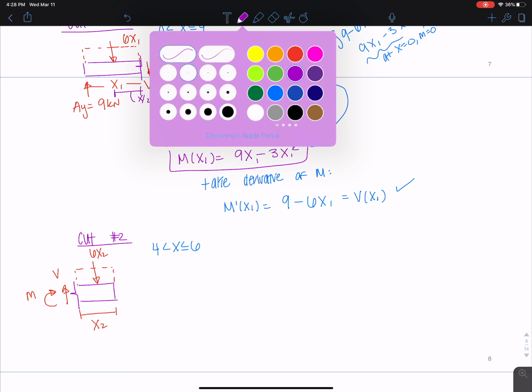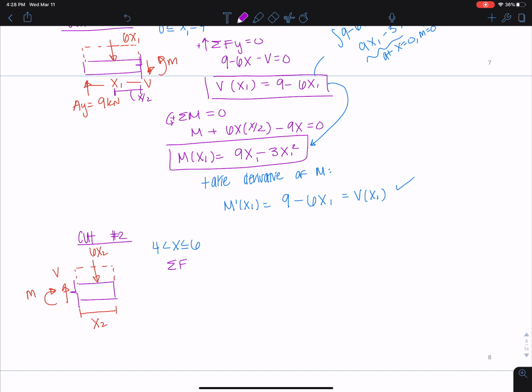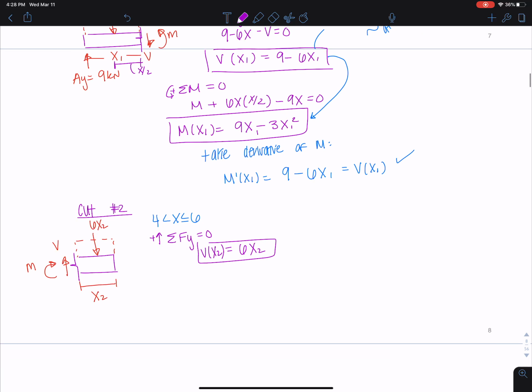And I'm going to do the same thing now. I'm going to sum forces in the y direction, set them equal to 0. Up is positive, and I get V is equal to 6x2. Really, this is V of x2, actually. Let me write that down. V of x2, okay? And I can sum moments, set them equal to 0. Counterclockwise is positive. I get negative M minus 6x2 times x2 over 2 is 0. And I can solve for M of x2 as negative 3x2 squared.